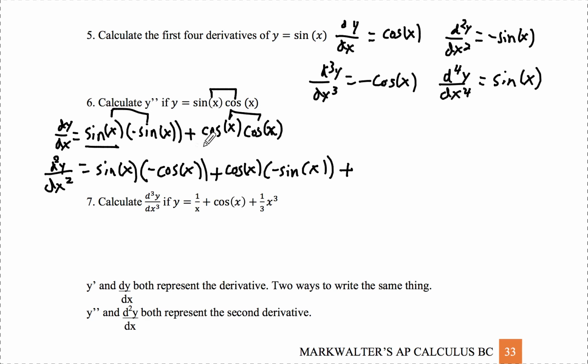Plus, and now we can move over to our other term from our first derivative. Now we move over to this one. It's another product, so we use our product rule again. Keep the first times the derivative of the second. Derivative of cosine is negative sine of x.